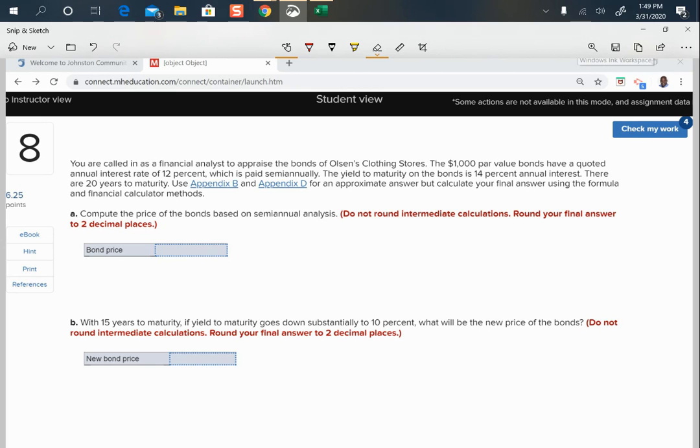So, given that, let me just draw this, and I'd like to use a timeline just to give us a picture of what is happening. In this example, what we know is basically this. We are talking about a financial instrument that is going to mature in 20 years. So that's how we can represent this.